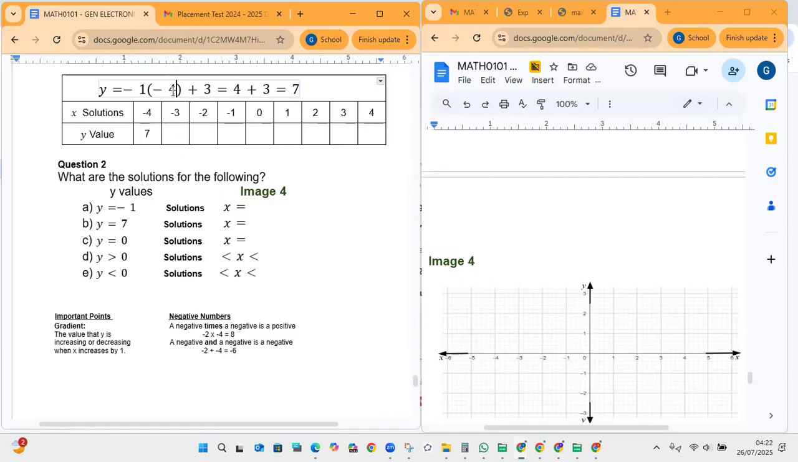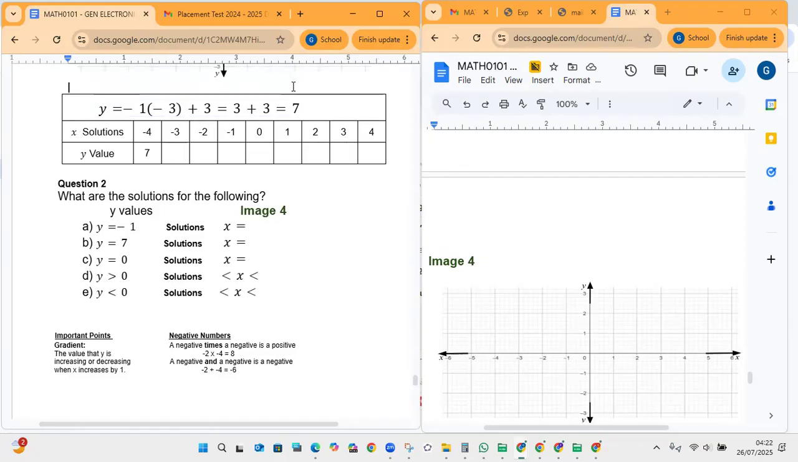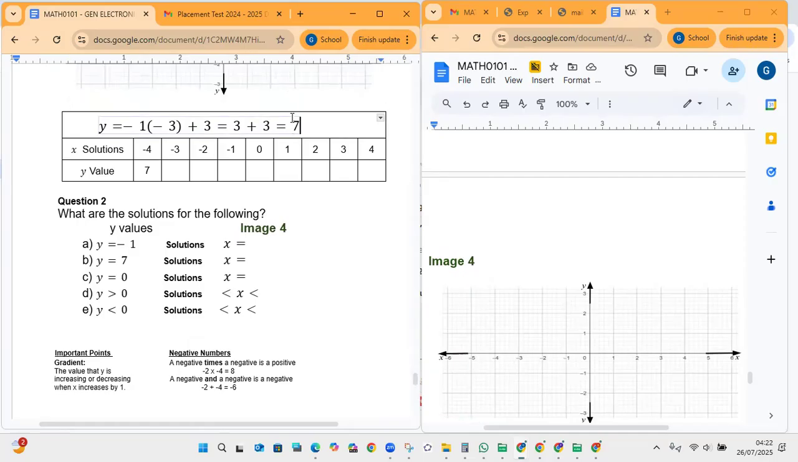What about -3? We put -3 there, and -3 times -1 is a +3. 3 plus 7 is 10. So as you can see, the y values are decreasing by 1 when x is increasing by 1. X is always increasing. These solutions are always increasing from left to right. And the intervals might differ, but in this case, the x is increasing by 1: -4, -3, -2, right up to 4. And you notice that now the y is decreasing by 1. So this is the actual gradient, -1.